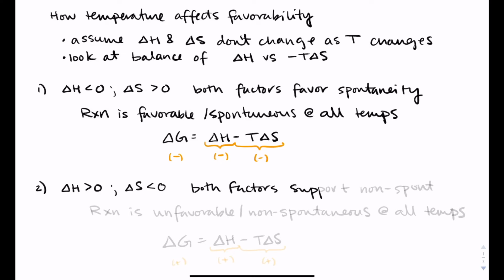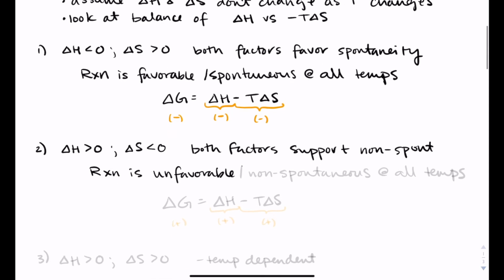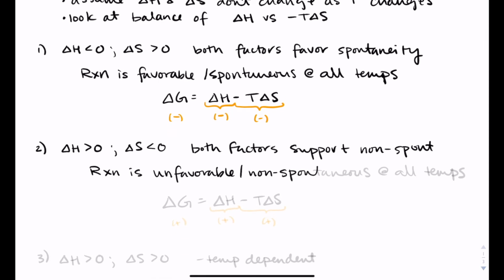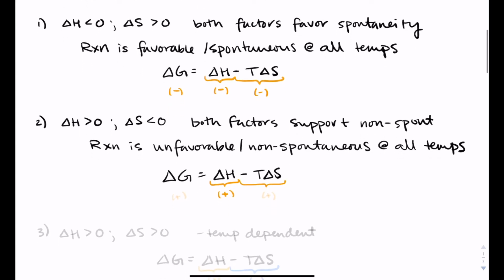Second scenario, delta H is positive, delta S is negative. Both of these support non-spontaneity or not being favorable. This reaction will be unfavorable at all temperatures. So non-spontaneous at all temperatures because my delta H is positive. My delta S is negative, which makes negative T delta S positive. And when I add two positive numbers together, there is no way to get anything other than a positive number.